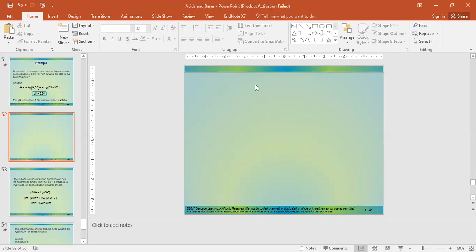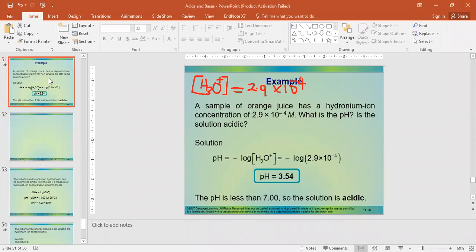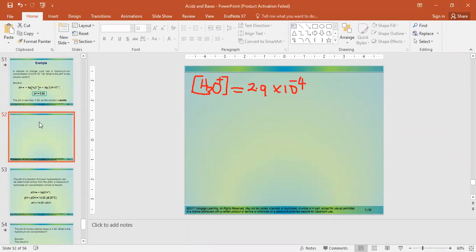So you are given that the concentration of the hydronium ion, H3O+, is equal to 2.9 times 10 to the power negative 4. Those with calculators, is it negative 4? Just for purposes of confirming. Yes, have your calculators ready so that I can guide you on how to work this out.